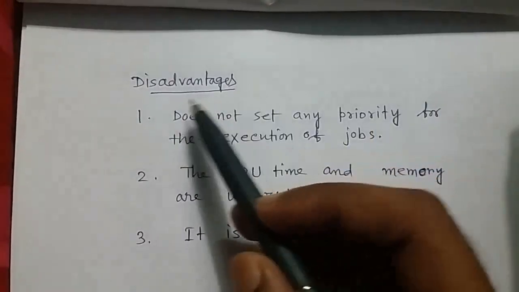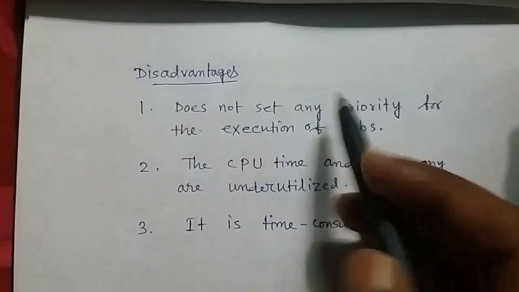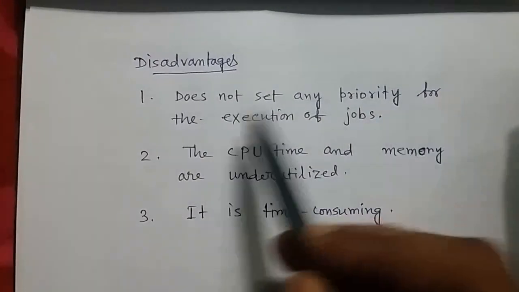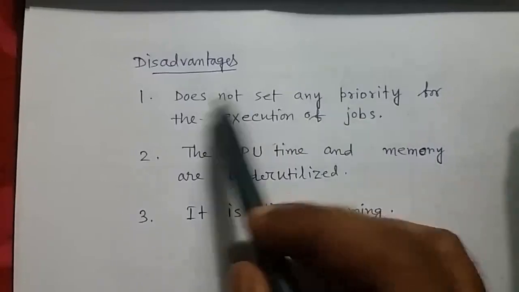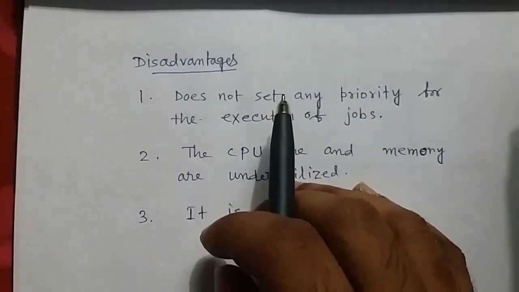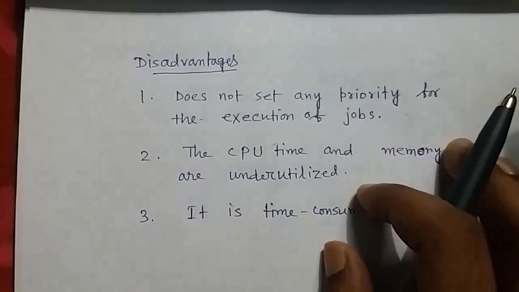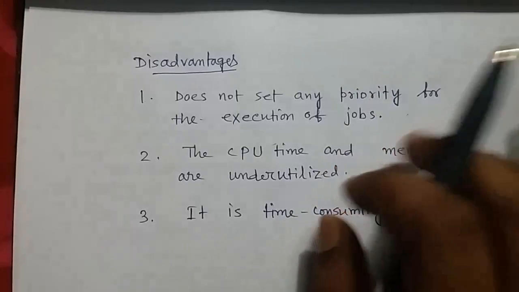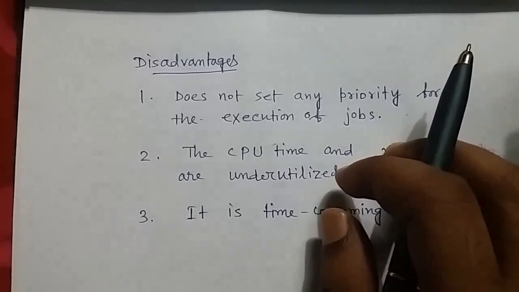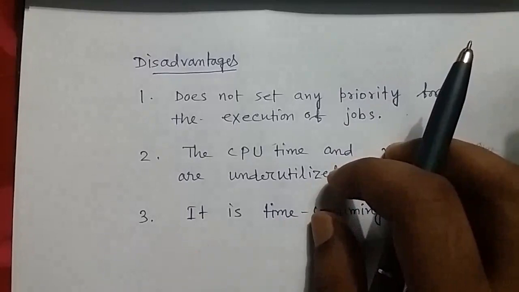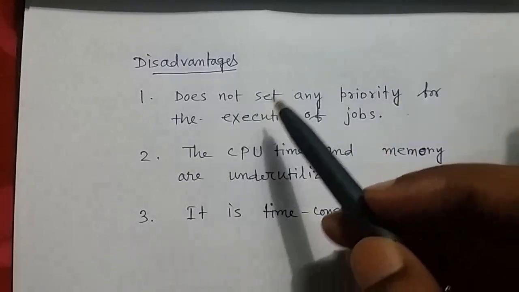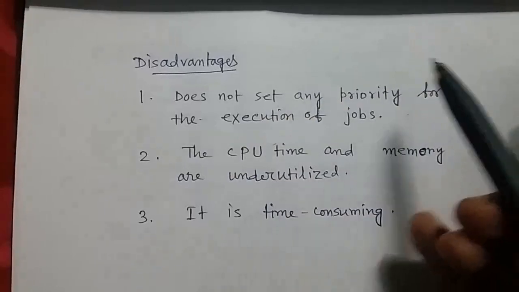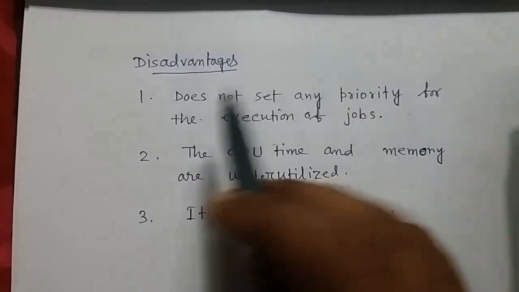So now let's have a look at the disadvantages. Number 1, it does not set any priority for the execution of jobs. The batch processing system does not set any priority, because you already know the resident monitor follows the FCFS schedule, that is first come first serve schedule, for job sequencing to send the jobs to the CPU for execution. That's why if the operator submits batch 1, all the jobs of batch 1 will be executed first.